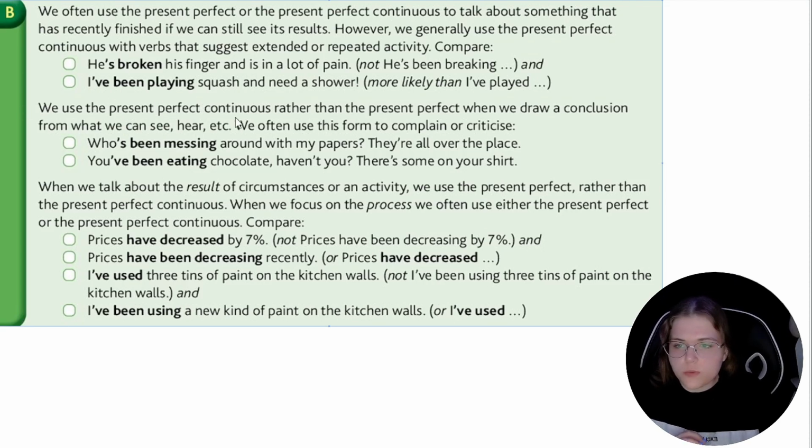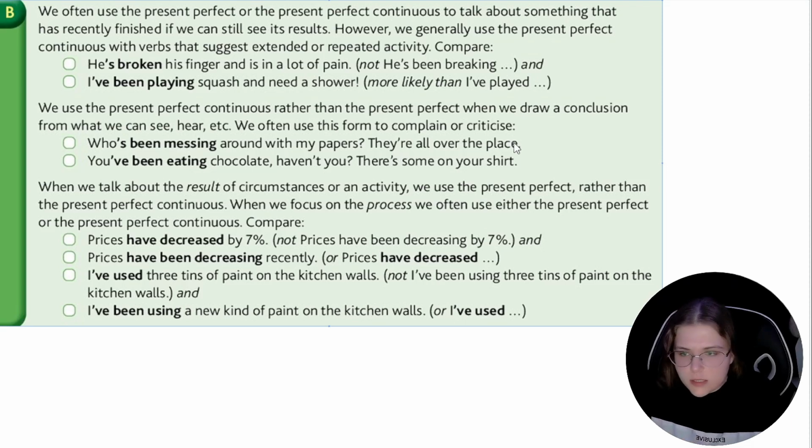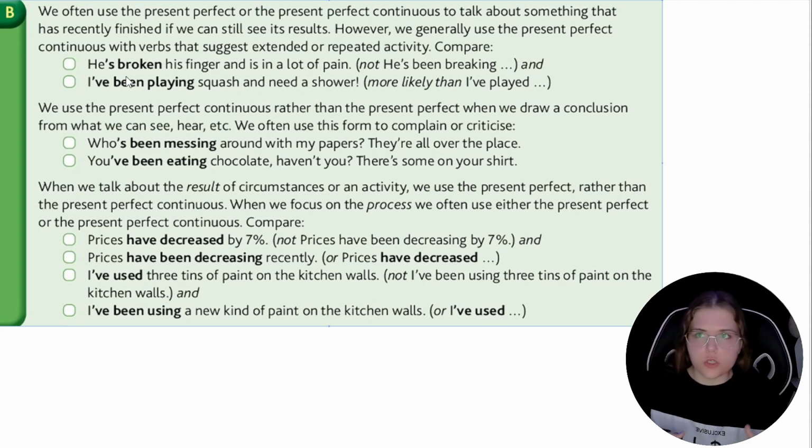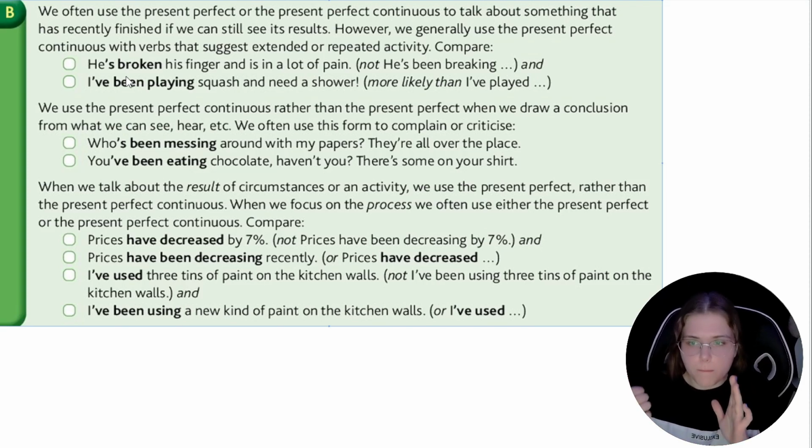We use the present perfect continuous rather than the present perfect when we draw a conclusion from what we can see, hear, etc. We often use this form to complain or criticize. Who's been messing around with my papers? They're all over the place. Who has been messing? I am irritated. I am annoyed by it, and now I want to know who has been messing. I don't think that I am interested in only the result. I mean, who was in the process of messing.